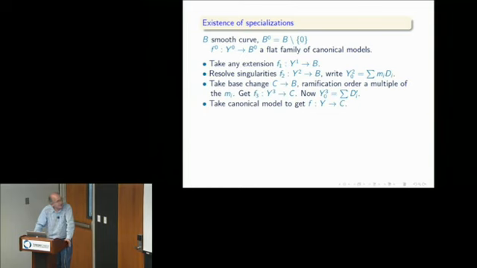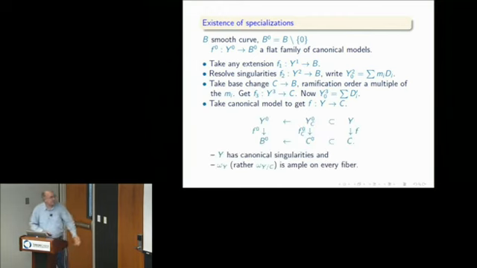Now, of course, when I say take the canonical model, there are some hard theorems about the existence of the canonical models, but the rest of it is actually very much the same as one could do it for curves in characteristic 0. So in fact, the general outline is the same. Okay.